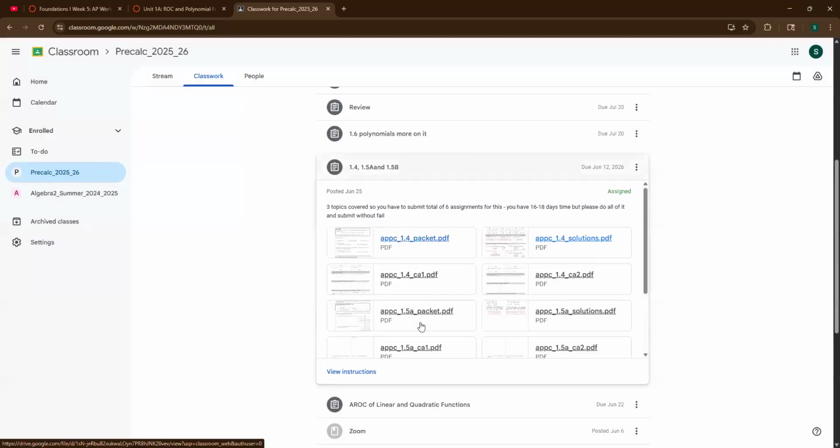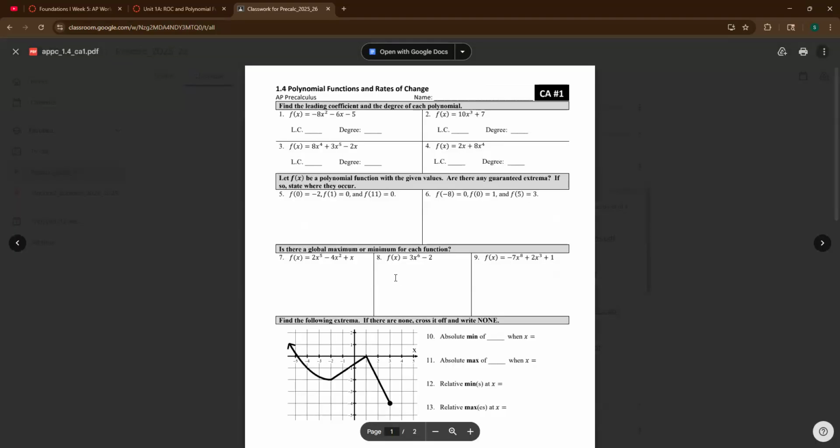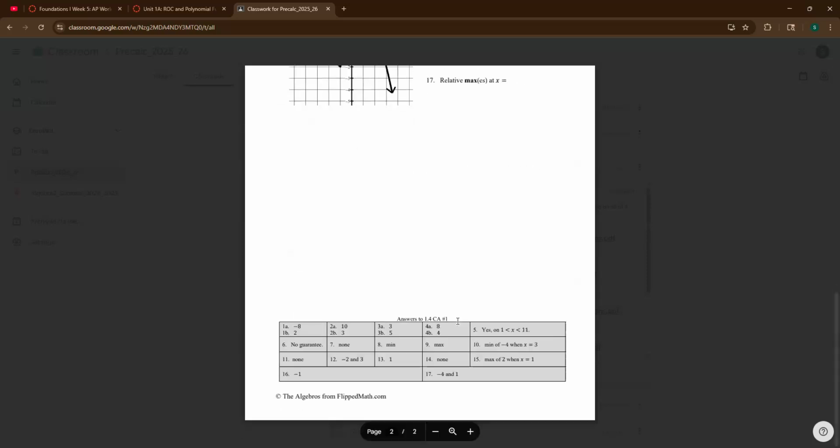Now 1.4 is there, right? Let me show you. 1.4 CA1 is corrective assessment. Go open it. First go through the packet and solution. You're given notes, follow that to do these problems. The key is at the end. Go to the end. Yes, see here.